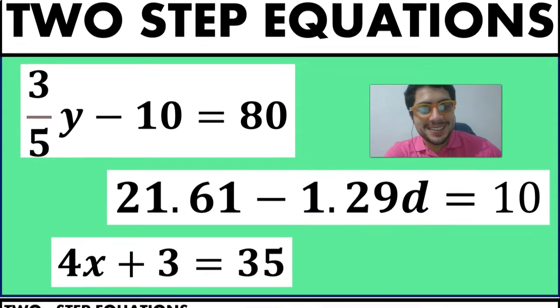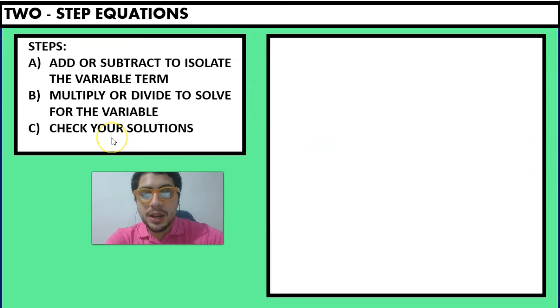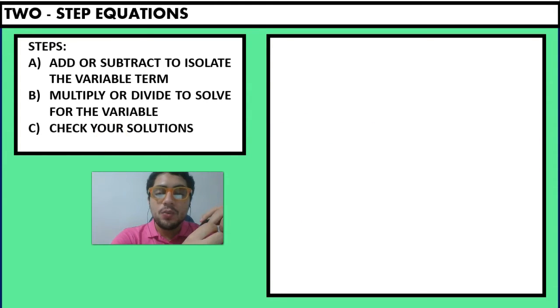Okay, let's begin. The first thing we have to know is that whenever we're solving two-step equations, what we want to do is solve for the variable. We want to find the actual value of the variable. In order to do that, we're going to add or subtract to isolate the variable term.